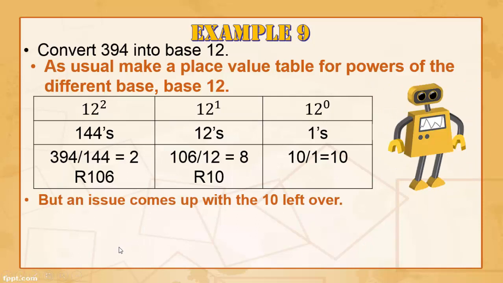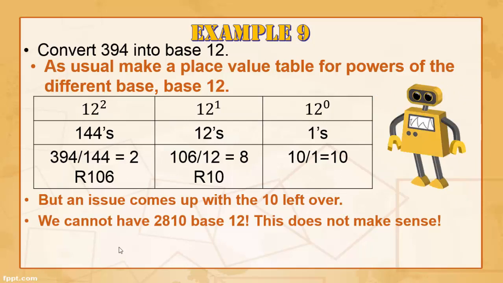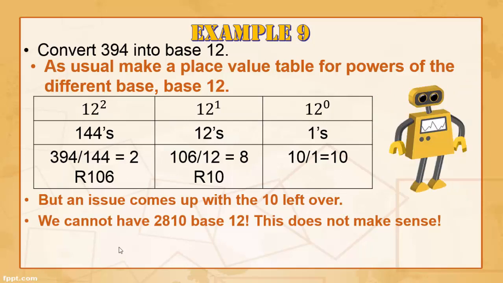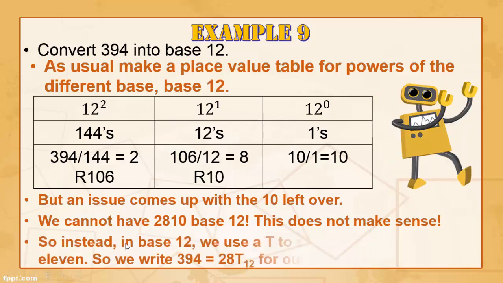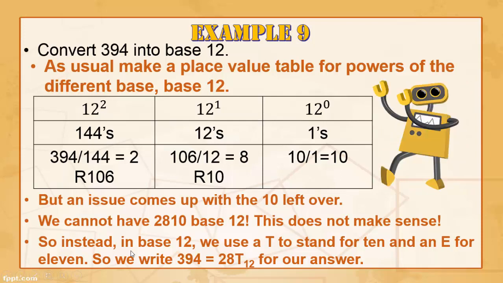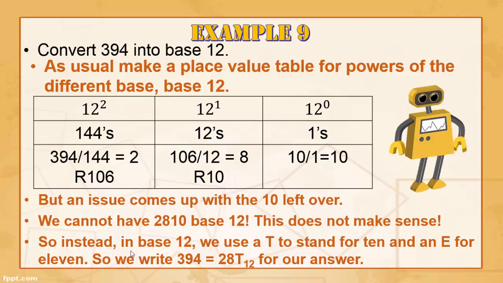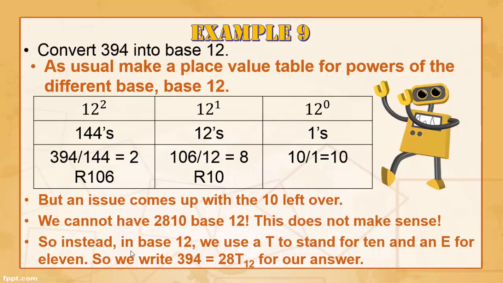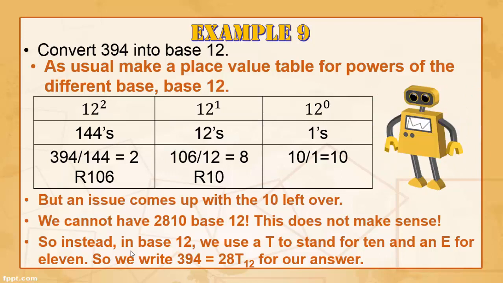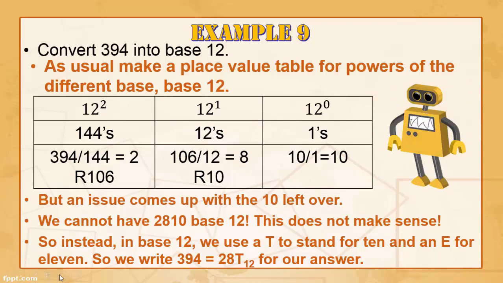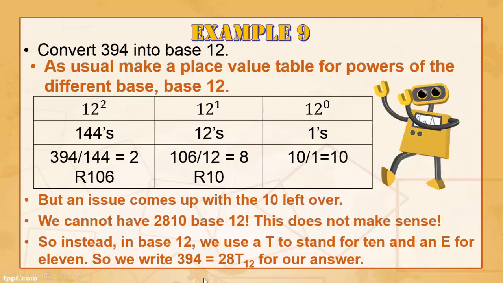But the issue that comes up here is with the 10 left over. We cannot have 2, 8, 10 base 12. This does not make sense. So what we do instead is, in base 12, we use a T to stand for the 10, and if it's 11, we would use E. So we write 394 is equal to 28T, and I put the little base 12 right here, and this would be how you would write your answer.